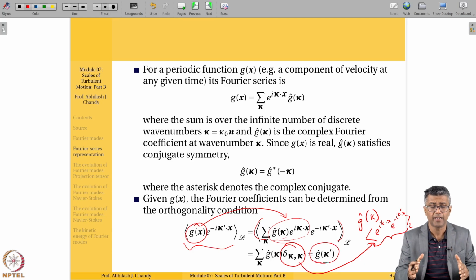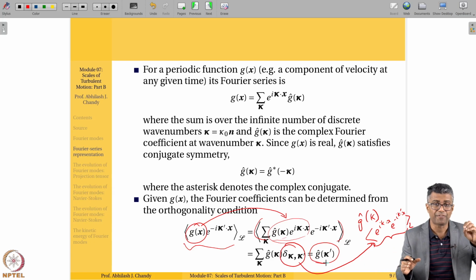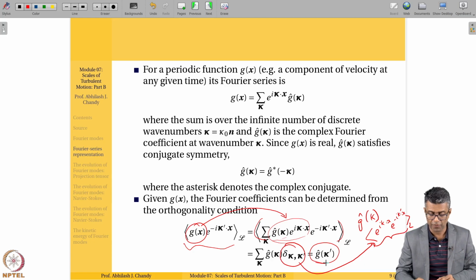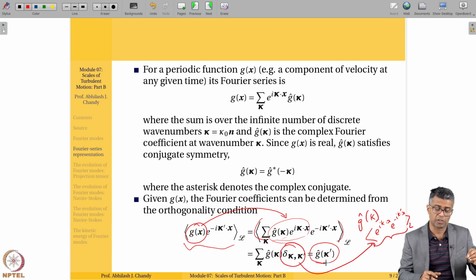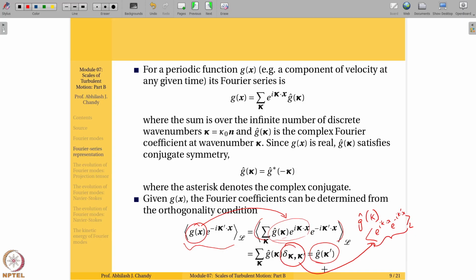So we have laid the groundwork here for converting the Navier-Stokes equations into Fourier space by defining the Fourier representation, by looking at what the definition of the Kronecker delta is, what the orthonormality property is, how the wave number vector is defined and all that. And we have come to the point where we are now defining that the volume average of a physical space variable multiplied by the Fourier mode gives you the Fourier mode of the physical space variable, g hat of kappa prime. Okay? So in the next class, we will apply this to the Navier-Stokes equations and look at the Navier-Stokes equations in Fourier space.